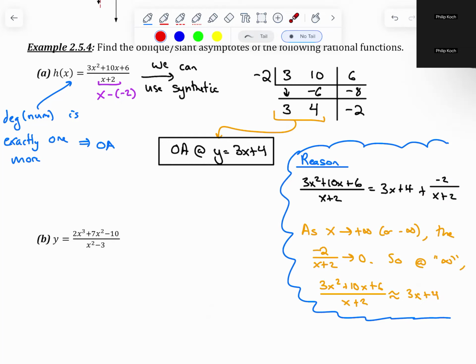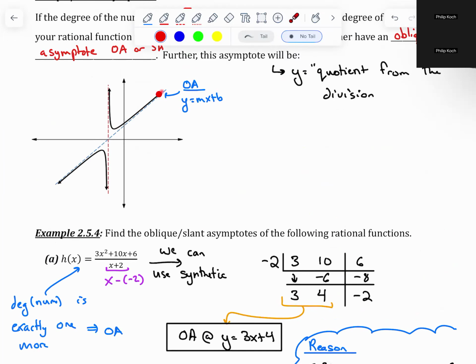So at infinity, when you're looking at really, really big numbers of x, these two pieces are effectively 0 because this thing is just nothing. So the function should look like 3x plus 4, the line. So that's what's happening. It's becoming almost equivalent to that line. Any questions on that?